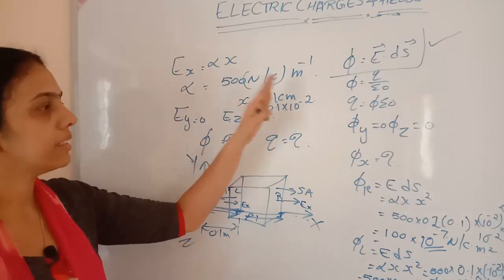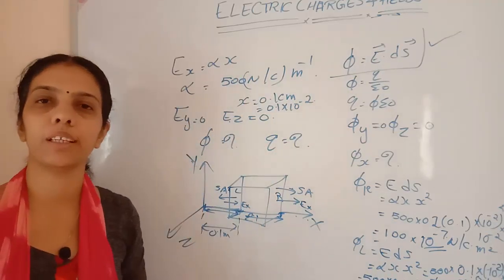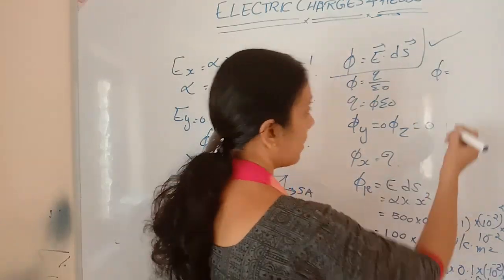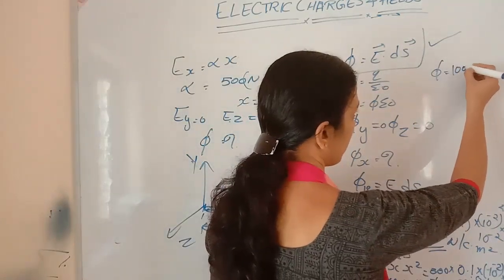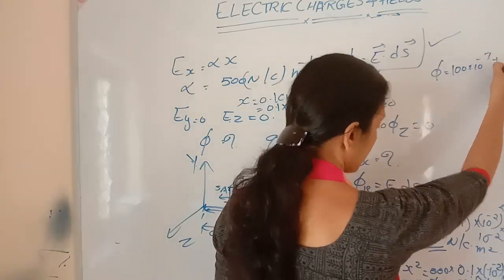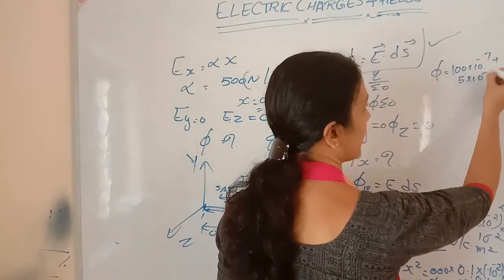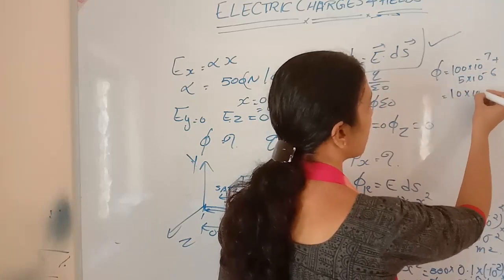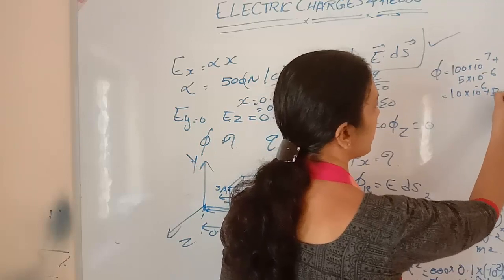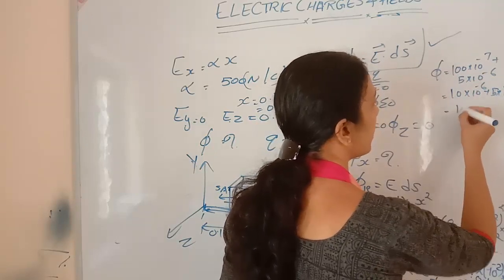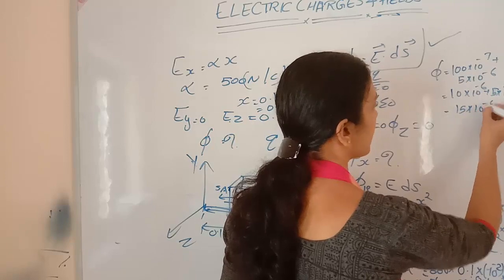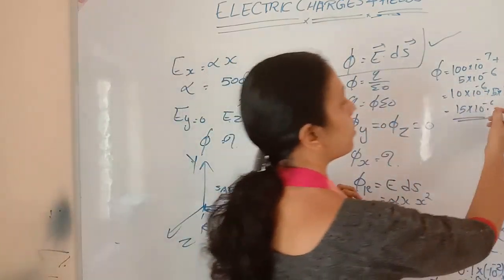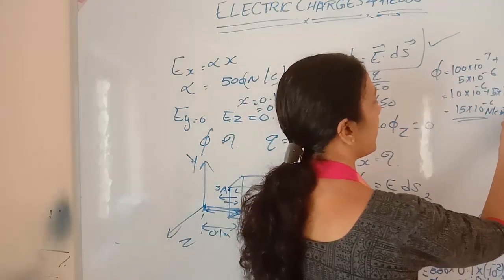And E_y and E_z, the flux through them will be equal to 0. So next, total flux equals 100 into 10 to the power minus 7 plus 5 into 10 to the power minus 6. For that we can write 10 into 10 to the power minus 6 plus 5 into 10 to the power minus 6. So 15 into 10 to the power minus 6 we will get. The unit for phi equal to E dot dS is Newton per coulomb meter square.